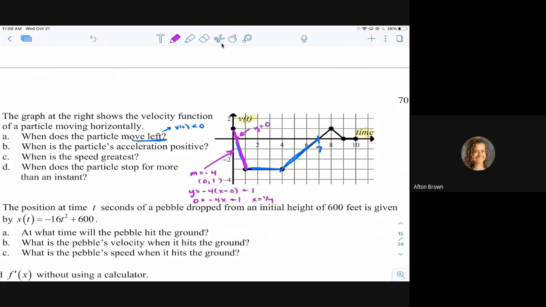So it's moving to the left from when t is between 1/4 and 7 seconds. Are we all right with that? That's where the graph is below the x-axis.